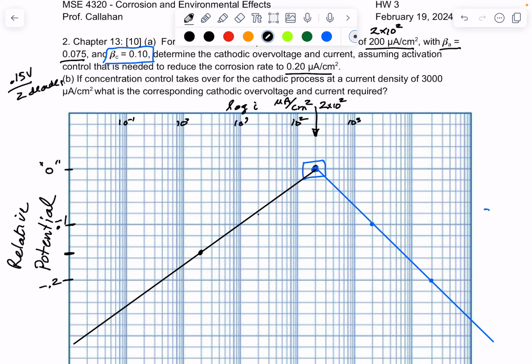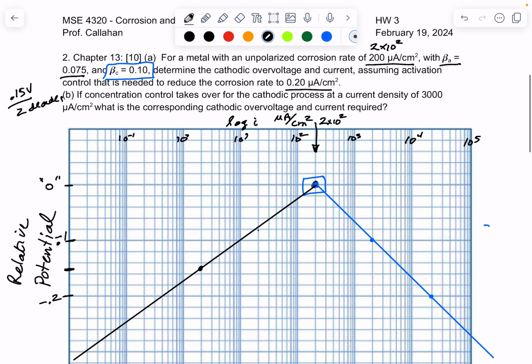Okay, so hopefully this makes sense so far. I'm going to continue and finalize the rest of the problem. So we want the metal oxidation curve to be reduced to a rate of 0.2 microamps per square centimeter as per the problem statement. So over here on the upper axis, that's 10 to the minus 1, which is 0.1. So 0.2 is going to be right here. That's going to be 0.2. And so that's the rate at which we want the metal to get polarized to.